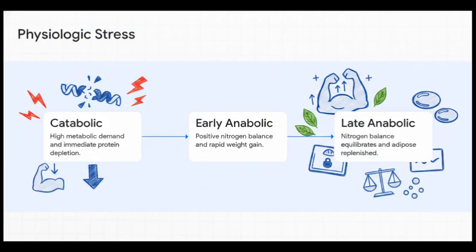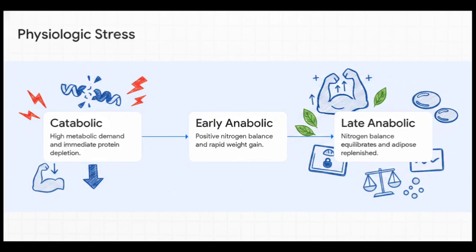So, how does physiologic stress resolve? Well, it happens in 3 chronological phases. First up is the catabolic phase, which is marked by that high metabolic demand and protein loss we just talked about. Second is the early anabolic or corticoid withdrawal phase. This is where the body finally shifts into a positive nitrogen balance and you see a rapid gain in weight and muscle. Finally, we hit the late anabolic phase, where that nitrogen balance equilibrates and adipose stores are slowly, gradually replenished.